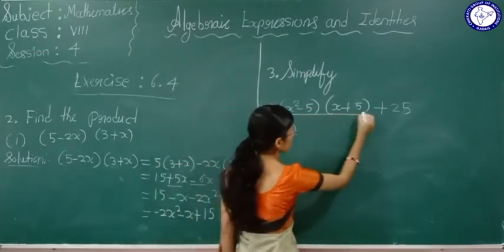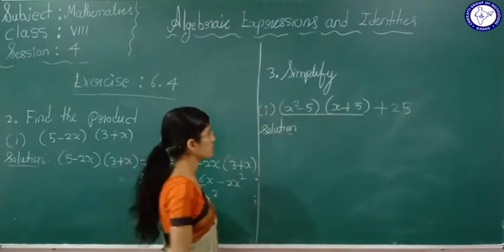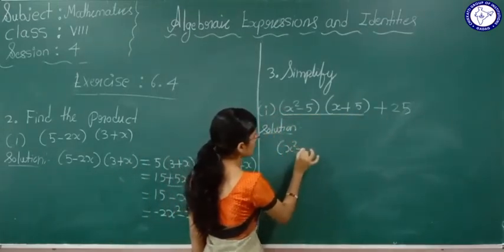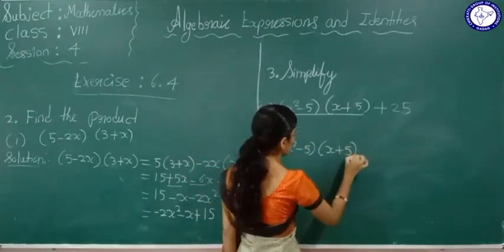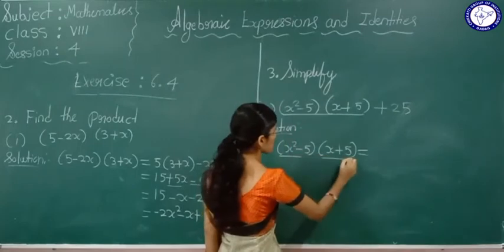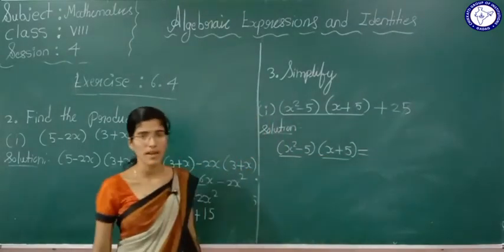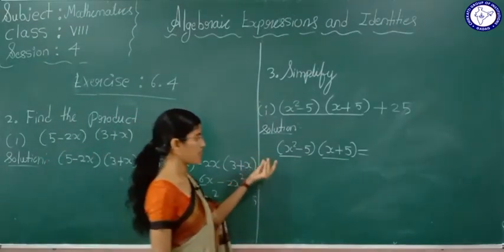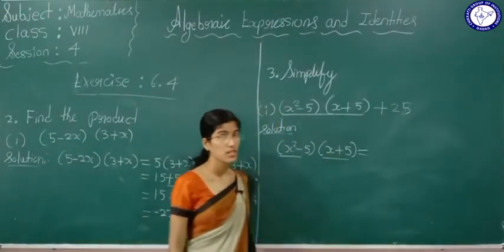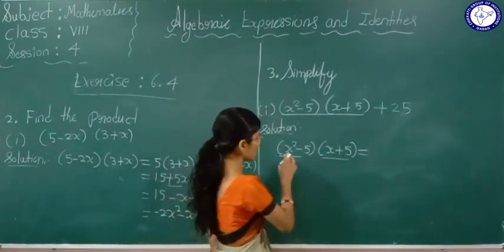Now we will simplify this part first. What will it become? x square minus 5 multiplied by x plus 5. This is a multiplication of a binomial by a binomial. You know how to multiply that. Multiply each term of the binomial with every term of the other binomial. Now see what it will become.